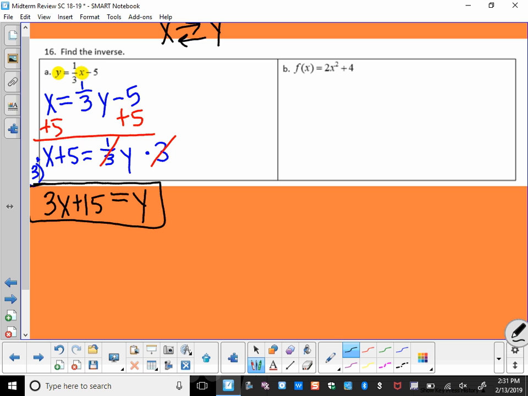Alright, on letter B, let's rewrite this. This f of x really just means y equals 2x squared plus 4. If I wanted to find the inverse, what do I need to do first? Flip-flop. So I have x equals 2y squared plus 4.